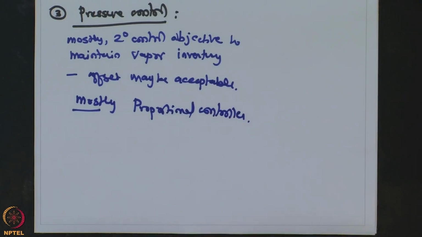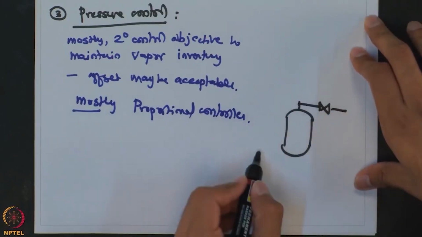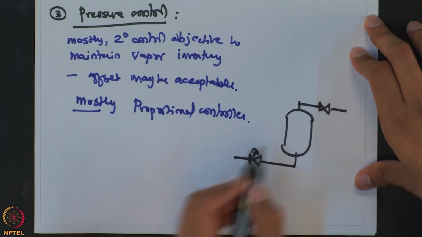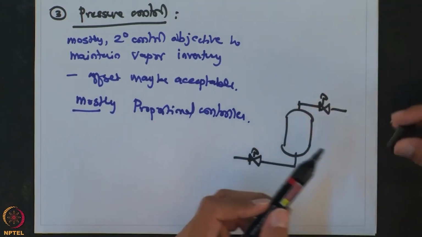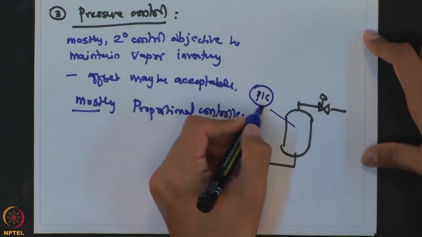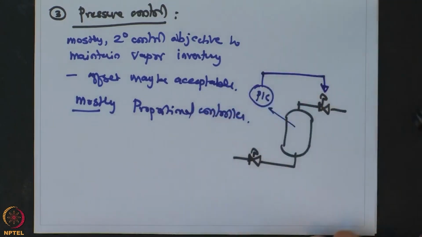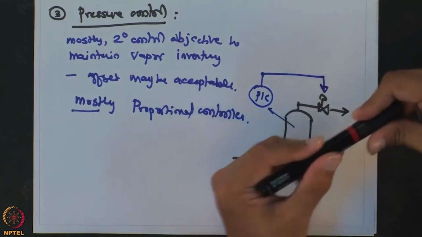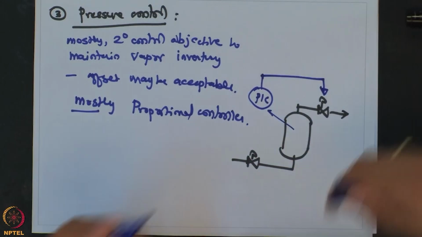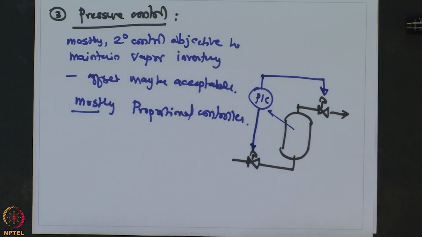So a lot of times you would have a pressure control as a proportional controller. If we see the example of a surge tank, you would have a pressure measurement, and sometimes you would have the outlet flow which is manipulated to control the pressure, but it is quite common that you also have some way to tie in the inlet flow as well.